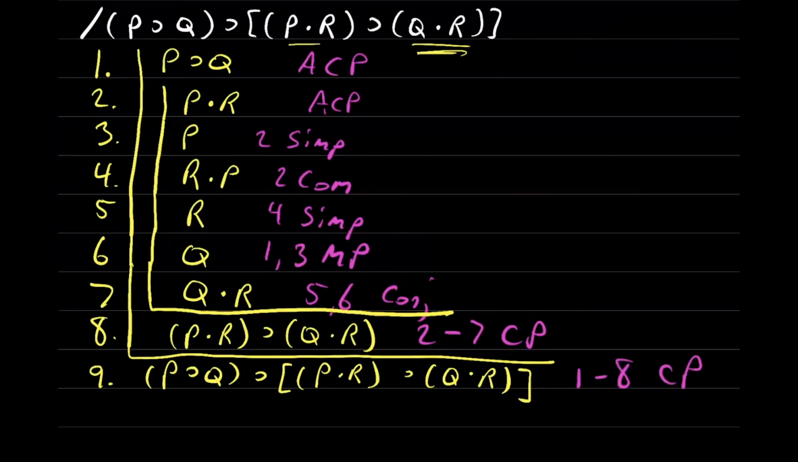And we're done. Once you get the statement you're looking for on its own line outside the scope of the assumption lines, you're done. But again, just to really drive this point home, what's happening here is that this statement is a logical truth.